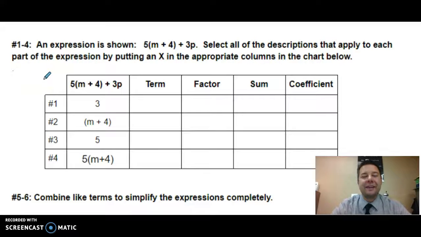Hey everybody, we're taking a look at this expression, and we're looking at the expression vocabulary. So we want to be familiar with the words term, factor, sum, and coefficient. And I know we've covered this before. So as you look at this activity, here's our expression.